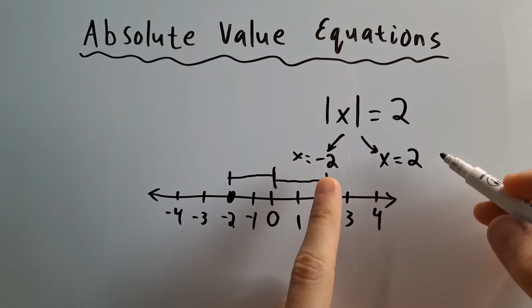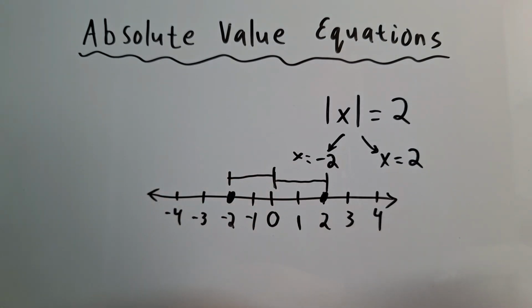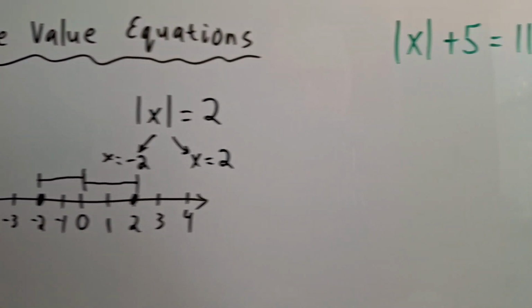So whenever we're looking at these absolute value equations, we're going to have two solutions, and we can use the properties of equality to solve an absolute value equation. Let's take a look at a few examples.